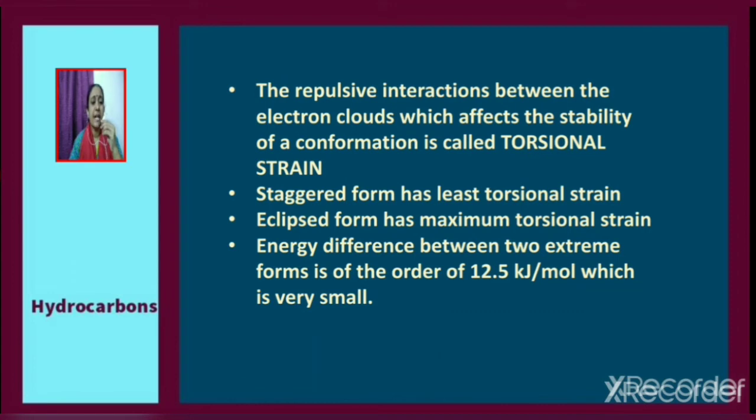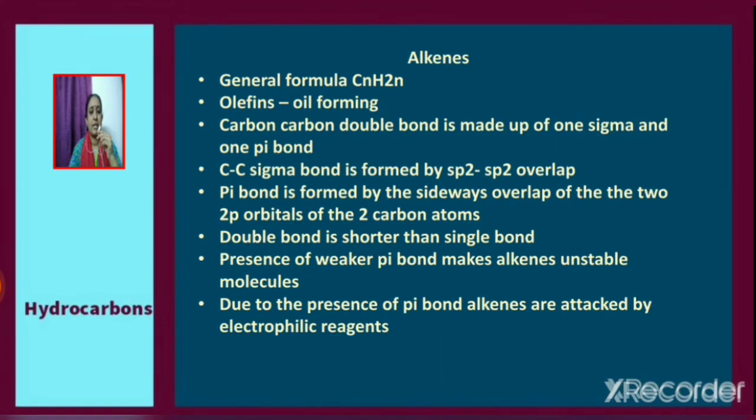The repulsive interactions between the electron clouds which affect the stability of a conformation is called torsional strain. The staggered form has least torsional strain, whereas the eclipsed form has maximum torsional strain. The energy difference between the two extreme forms is of the order of 12.5 kilojoules per mole, which is very small. Next, we shall learn about alkenes.